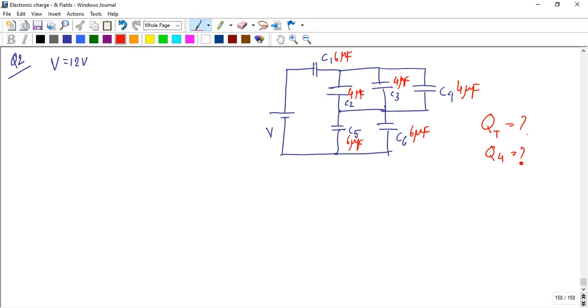Okay, that's a very easy numerical to solve. So how to solve that? From the previous concept, first we calculate the series and parallel combination. Now the voltage source is removed. Okay, now we see that diagram. Find the junction point. So here is one junction point.